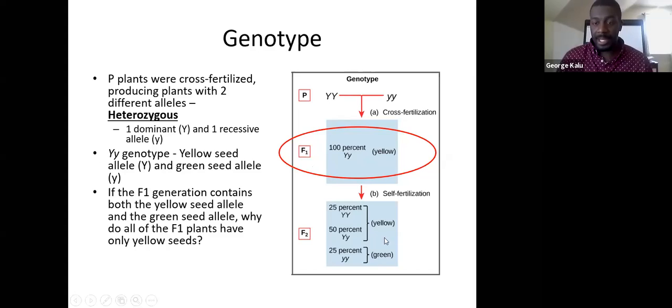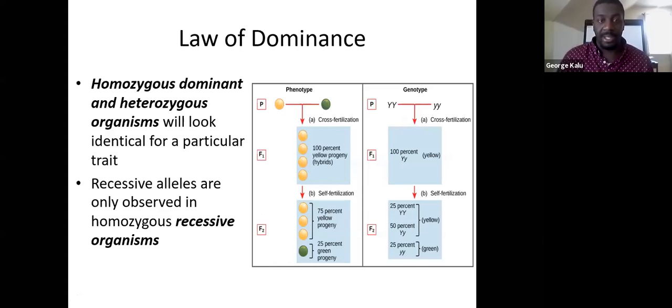So Kimberly says because the Y is dominant. Yes. So it's because the Y allele is dominant. So we'll talk about why that is in a second. So dominant alleles are going to be able to mask the recessive alleles. So just hang with me here as we explain this.